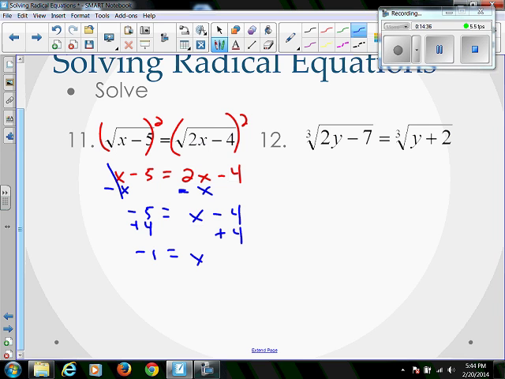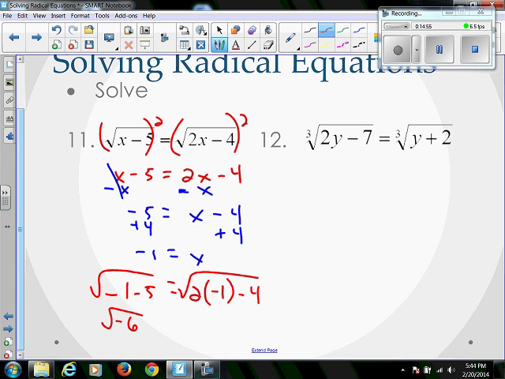I'm going to make sure I'm checking. Negative 1 minus 5 is negative 6. Square root of negative 6, that's not a real number. So right there we know we have no solution. Number 12, now we got cube roots, but we notice the cube roots on both sides are isolated.